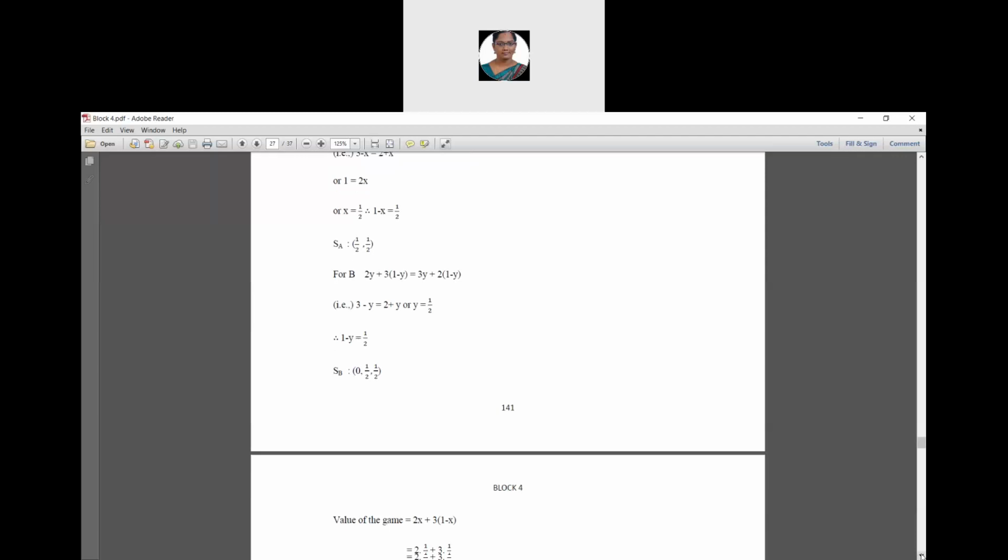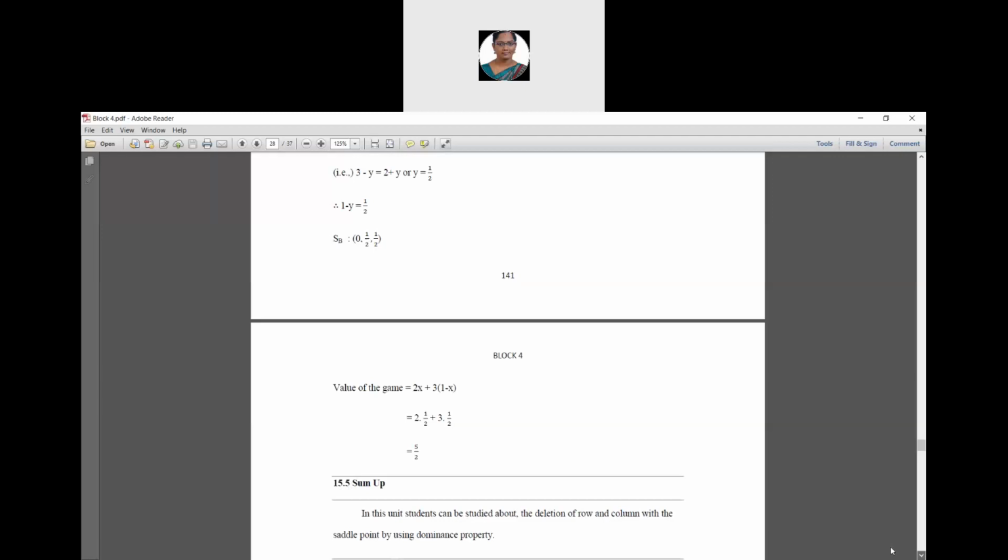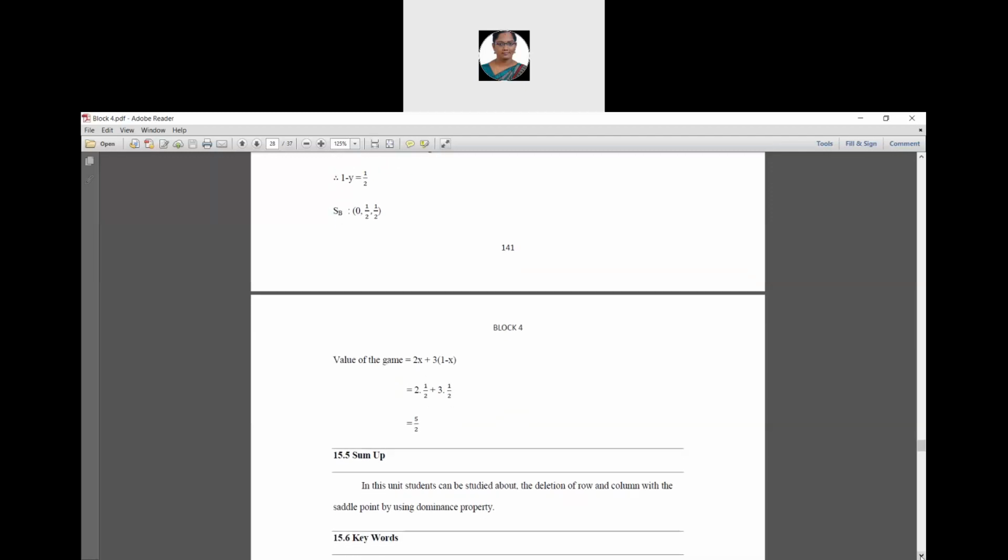Therefore, value of the game V is calculated by 2 times of x plus 3 times of 1 minus x. So 2 into x is replaced by half plus 3 into 1 minus x is also replaced by half. We will get the value of the game V equal to 5 by 2.